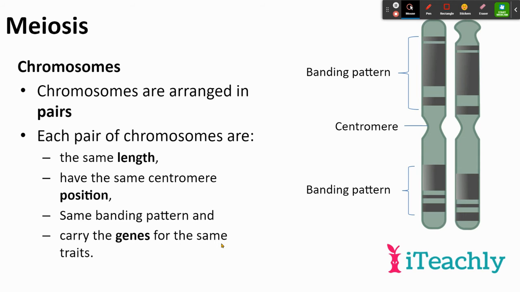So chromosomes are arranged in pairs. You get one from your mom and you get one from your dad. And they should be the same length. They have the same position where the centromere is. They have banding patterns, and they carry genes for the same traits, right? So if the gene for hair color was here, the gene for hair color would be here. If the gene for eye color was here, the gene for eye color would be there. So these are homologous chromosomes. They have the same genes in the same place. Homo means the same.